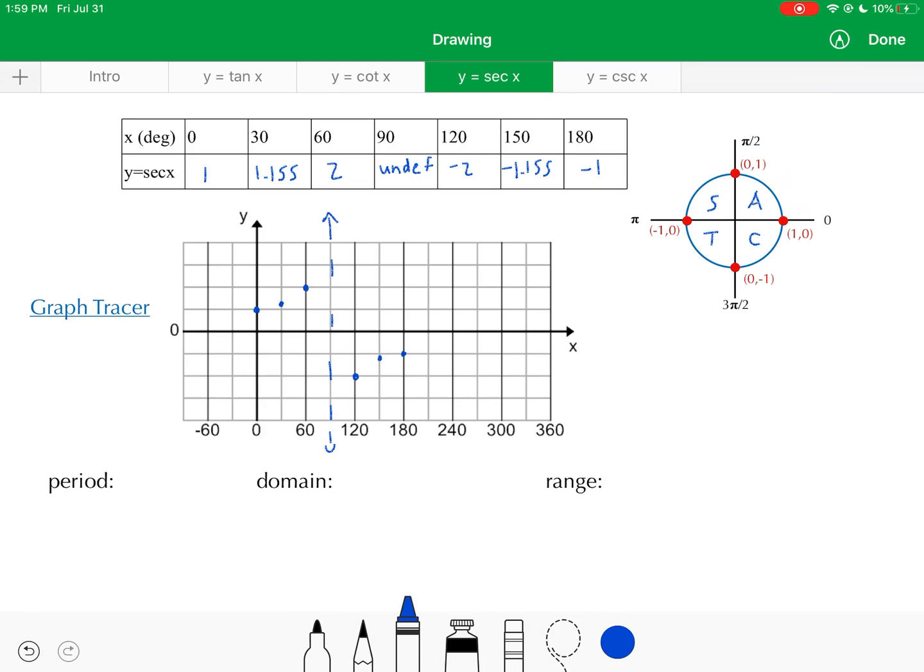And then when I get into the third quadrant, secant is still negative, right? So at 210 degrees, I'll end up with negative 1.155. At 240 degrees, negative 2. And then at 270, another asymptote. When I get into the fourth quadrant, now secant becomes positive again. So secant of 300 degrees is going to be 2. Secant of 330 degrees is 1.155. And secant of 360 degrees is 1.